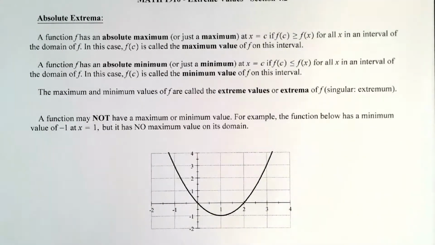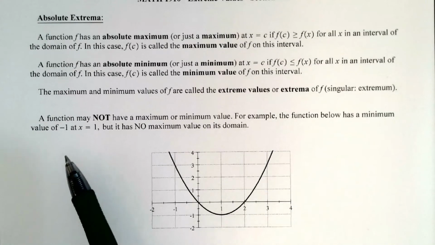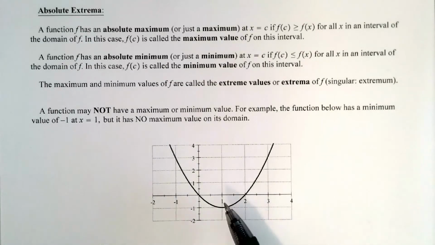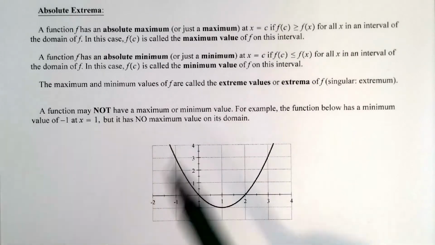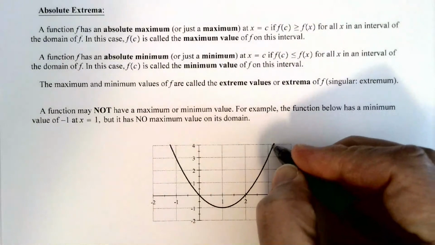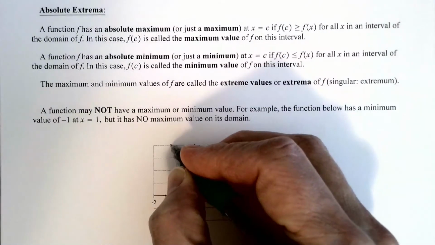Now, a function may not have a maximum or minimum value on a given interval. For example, the function below has a minimum value of -1, the output, the y value, the range value, at x equals 1. But it has no maximum value, because this is going to continue opening upward in both directions, so we will not have a maximum value.